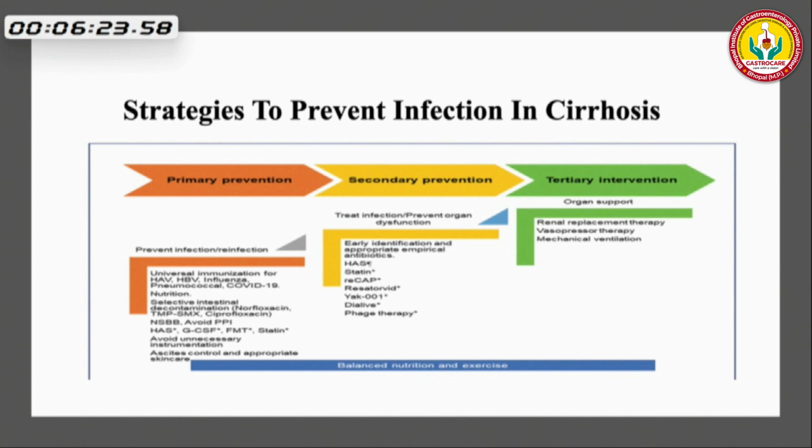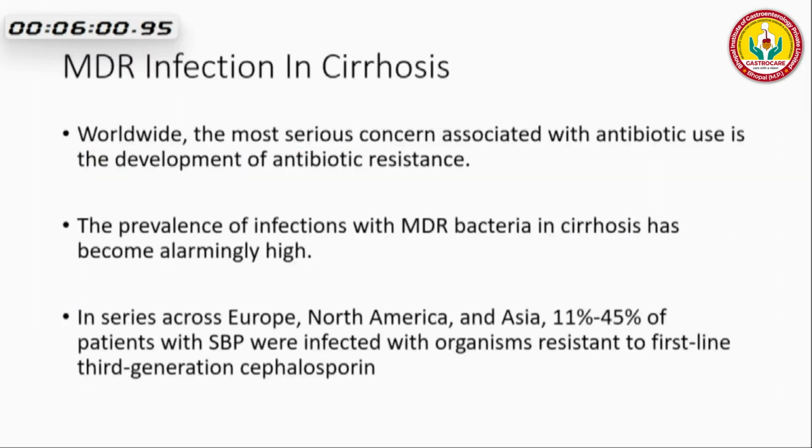For secondary prevention, if a patient presents with infection, try to prevent organ dysfunction. This is secondary prevention, because if there is an infection and an organ dysfunction, mortality and morbidity increase significantly. Tertiary intervention is to give good organ support if they have come with organ failure, like renal replacement therapy, vasopressor therapy, and mechanical ventilation.